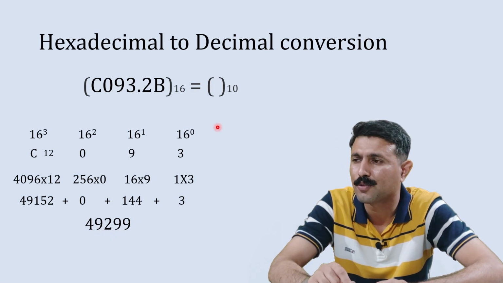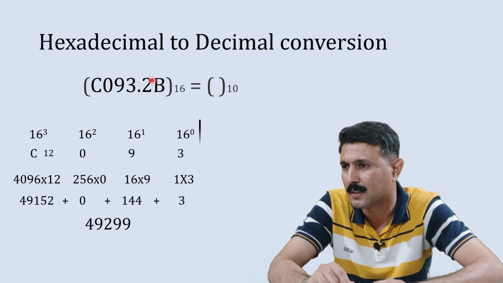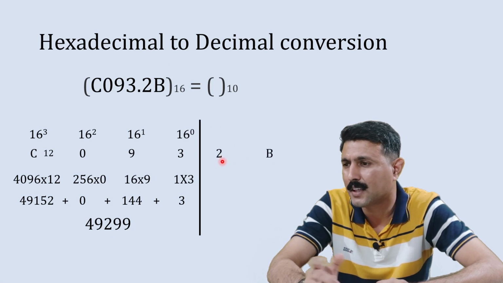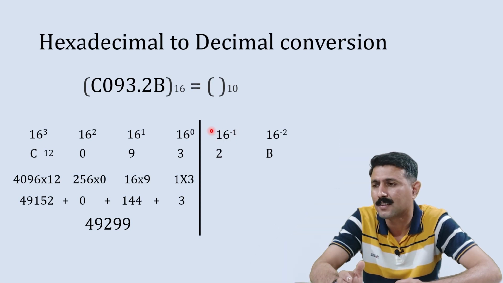And now we are going to solve for this fractional number. So we'll write this fractional number like this, and in the same manner you're supposed to multiply it with the weightage. The weightage is 16 raised to minus 1 and 16 raised to minus 2. So when you multiply it, you will get 1 upon 16 into 2, and for B you're supposed to multiply it with 16 raised to minus 2.